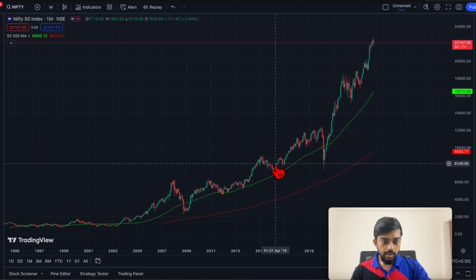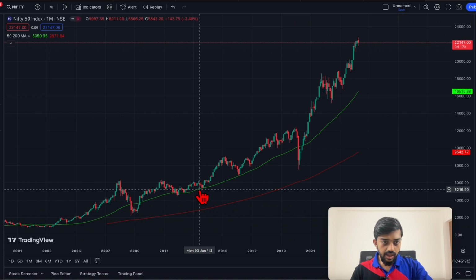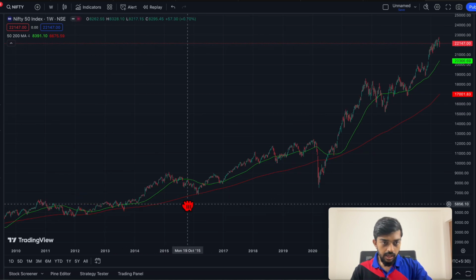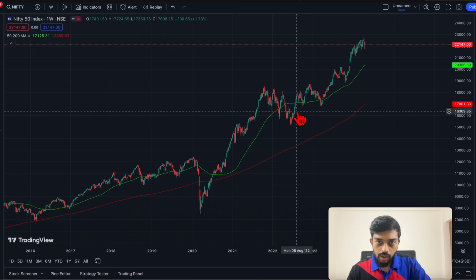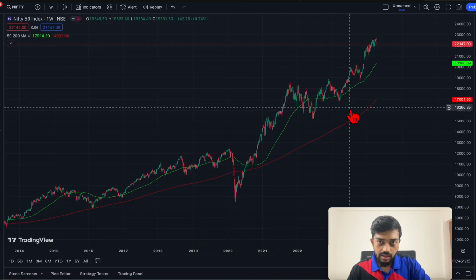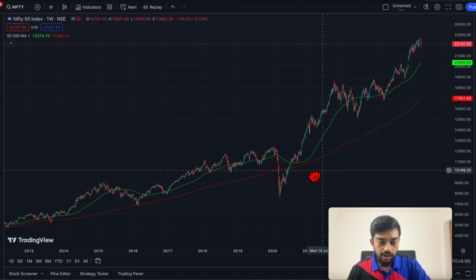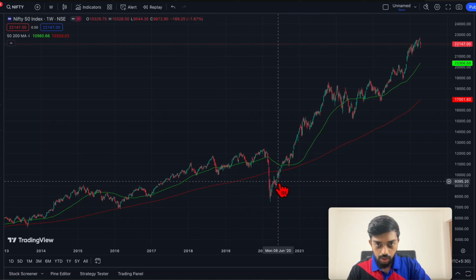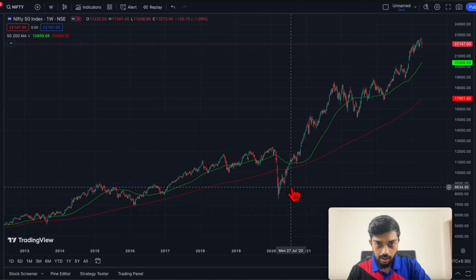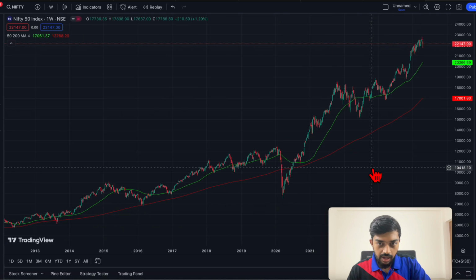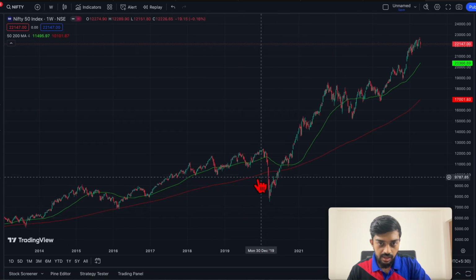Here we can see in many instances where Nifty has taken support near the 50 DMA line and also the 200 DMA line. So you could consider to invest a lump sum whenever the market either touches the 50-day moving average or 200-day moving average. But we have some exceptions here. Sometimes the Nifty crosses the 50 and 200-day moving average and takes support at a random position. In the later part of the video, we'll understand these are not random positions and we can identify these exact locations.